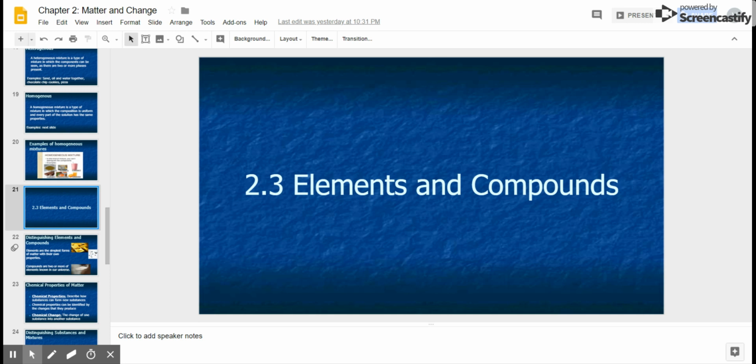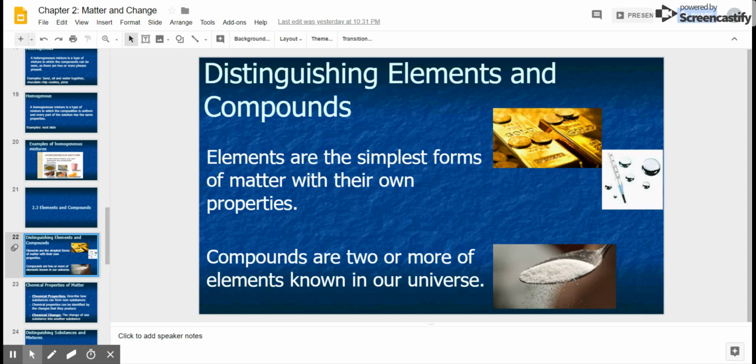And compounds are examples such as salt. You guys worked with that in our lab last week. Sugar is a compound. Water that you drink on a daily basis. Those are examples of compounds. So when we're distinguishing between elements and compounds, just remember elements are the simplest forms of matter that are known to man, and they have their independent properties.